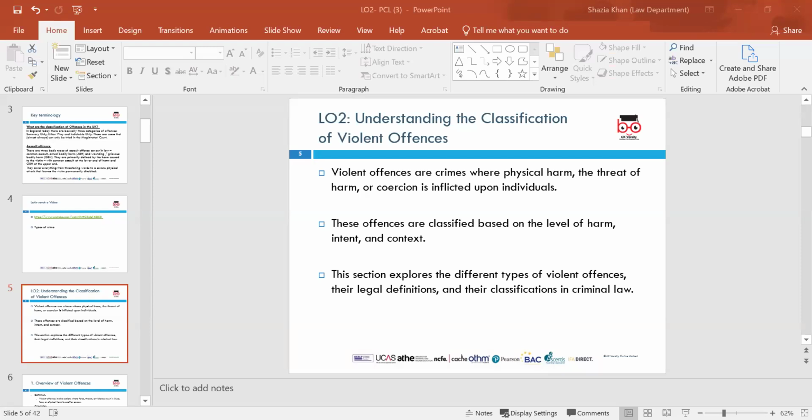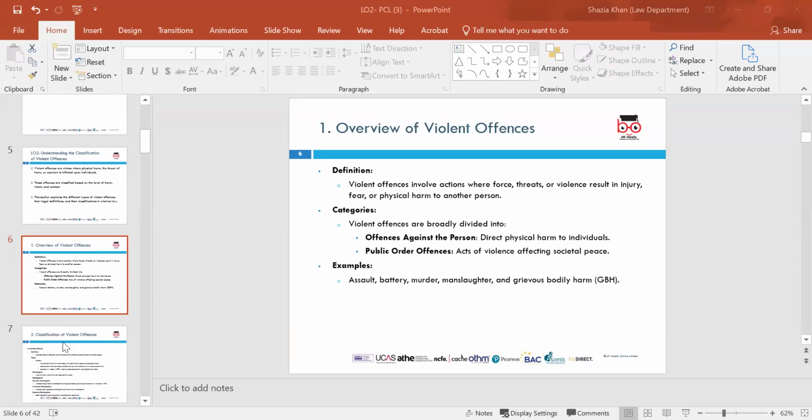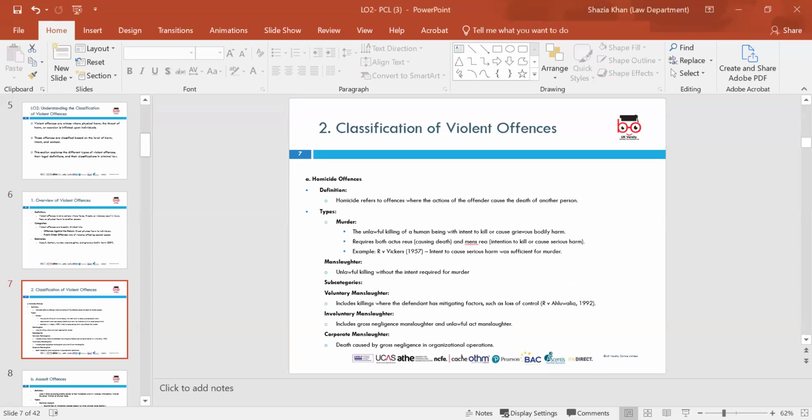Overview of violent offences. Violent crime covers, as we said, a variety of offences ranging from common assault to murder. It could be categories of offences against a person or public order offences, for example assault, battery. It could be manslaughter, GBH. It could be rape, robbery, aggravated crime. So there is a different element of that in regards to that. Classification of violent offences.